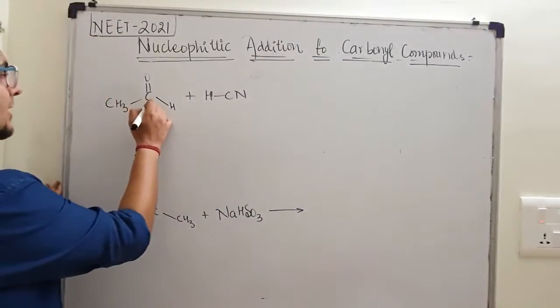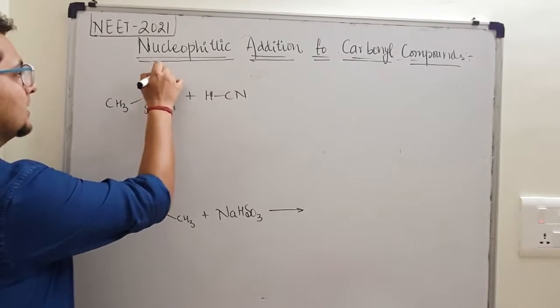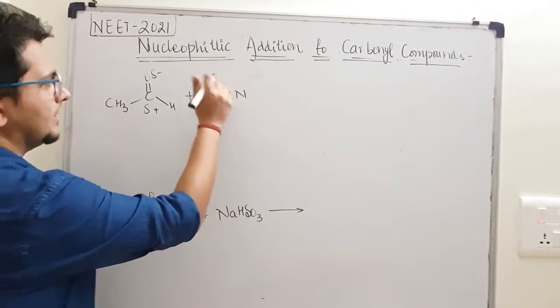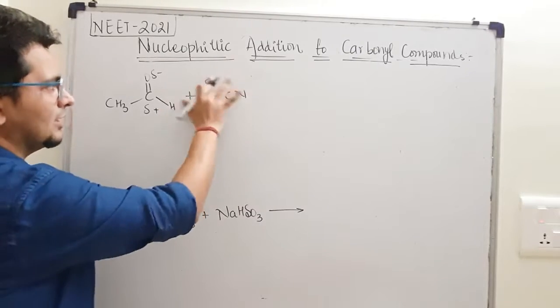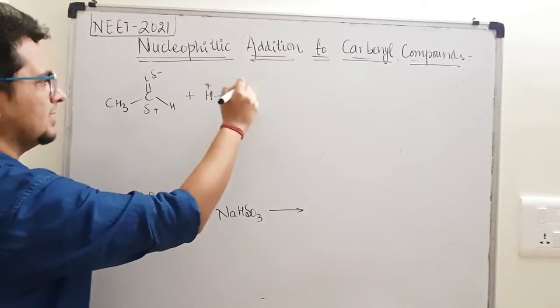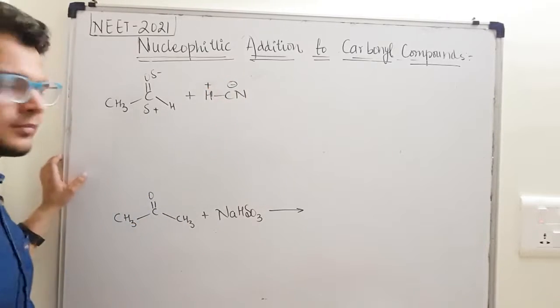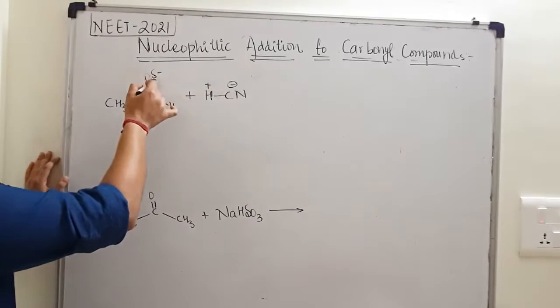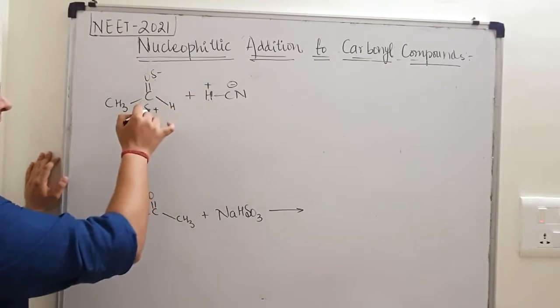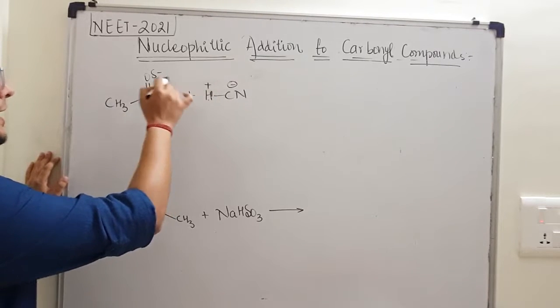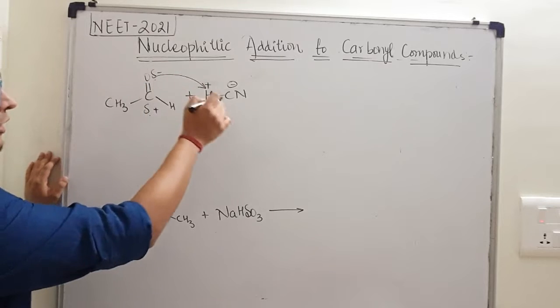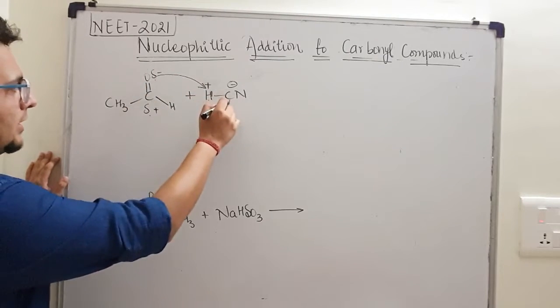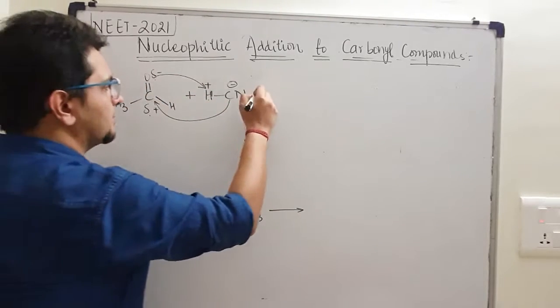Look, I told you there is delta plus here and delta minus here. HCN is an acid, so it will have H plus, you can write complete plus also for simplicity, and CN minus. So it is obvious, minus attracts plus and plus attracts minus. So directly you can attack like this: this oxygen will take the hydrogen and this carbon will take the CN minus. So what kind of product are you going to get?